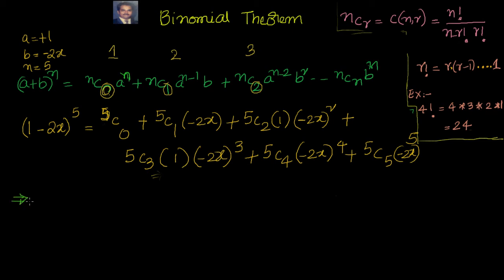The next step is pretty simple. 5C0 is 1. You know that how? 5C0 is nothing but factorial 5 by factorial 5 into factorial 0. That's nothing but equal to 1. That's 1 plus 5C1. Let's simplify 5C1. 5C1 is 5 factorial by 4 factorial into 1 factorial. That's nothing but equal to 5. So I can say 5 into minus 2x.